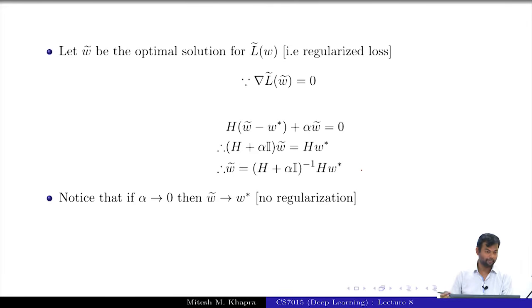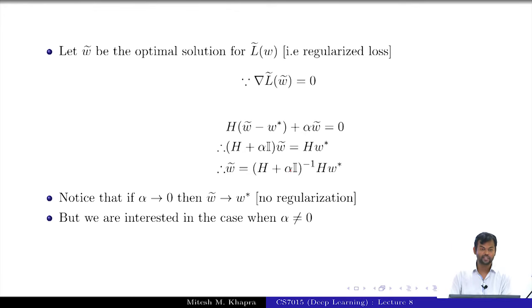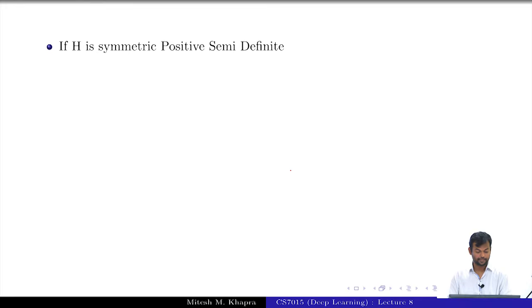Now notice what would happen if alpha tends to 0. What would W tilde be? W star. What do you mean by alpha equal to 0? No regularization, right? So that's just one corner case. That's not what we care about. I mean, it's stupid to do all this and tell you that if you don't use regularization, you'll get the same solution. But that's not what I'm going to tell you. We are interested in the case when alpha is not equal to 0. So let's look at that case.